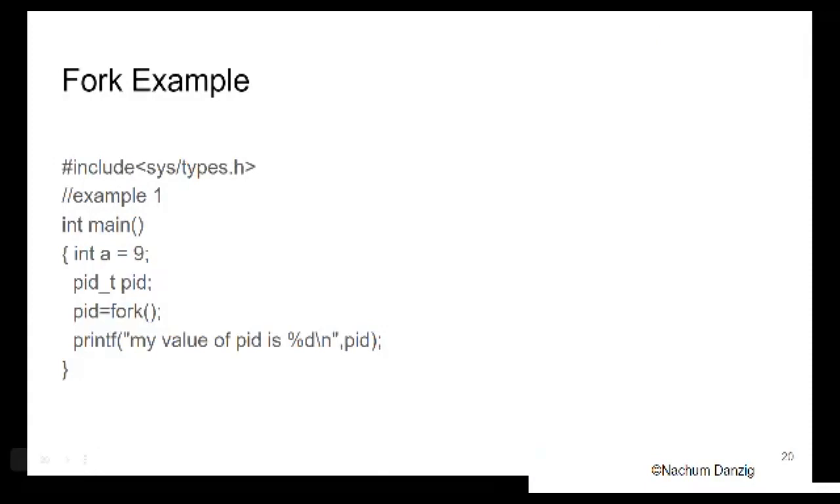Yeah. Okay, so my value is going to print, but it's going to print two different numbers on the screen. It's going to print my value of PID twice, followed by a number. One will be 0 because it'll be the child, and one will be the parent who's going to print the child's PID.